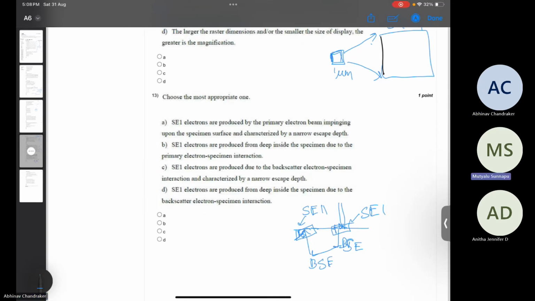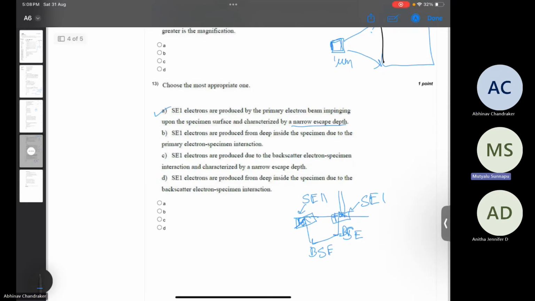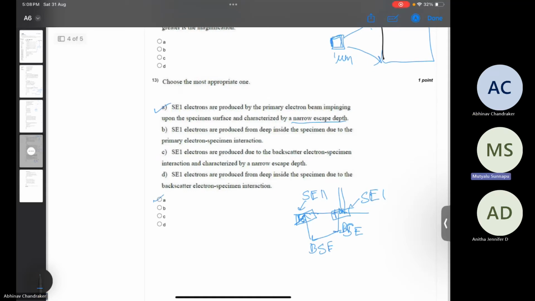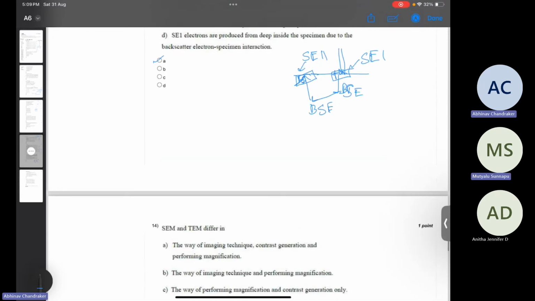So the answer is SE1 is corresponding to the primary electron beam impinging the specimen surface, and since it is a secondary electron having low energy, it is always from near the surface. So it will be characterized by narrow escape depth. Only from a small depth it will be able to escape.